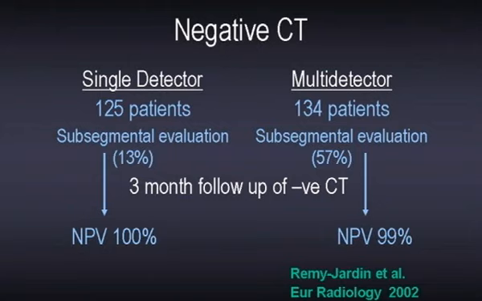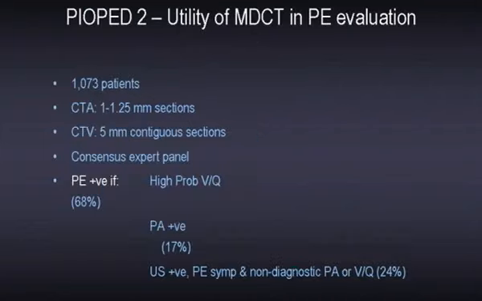So it seemed like we had reached a point where we had proven that multi-detector CT had addressed the limitations of single detector CT. Unfortunately, we have a study that is in the works that is due to be published. It's still in the process of being revised several times because of the problems in the design of this study. And this is the PIOPED II study. It's a very large study evaluating the utility of multi-detector CT in the evaluation of pulmonary embolism. All patients had a CT angiogram combined with a CT venogram.